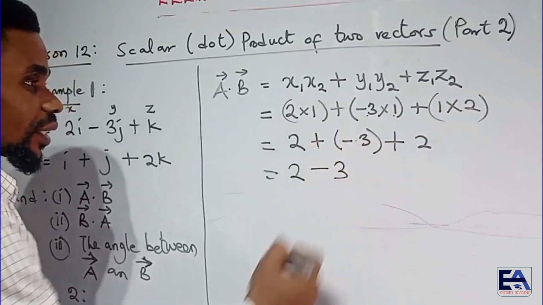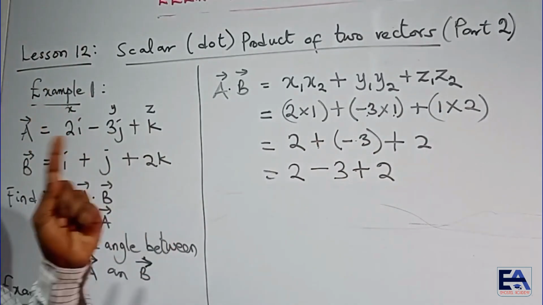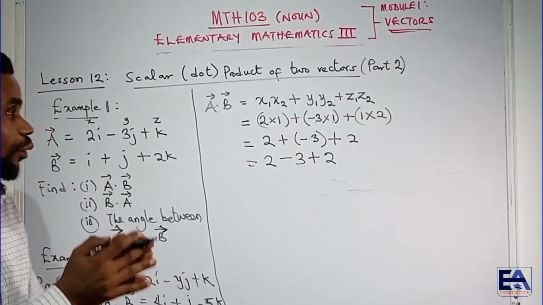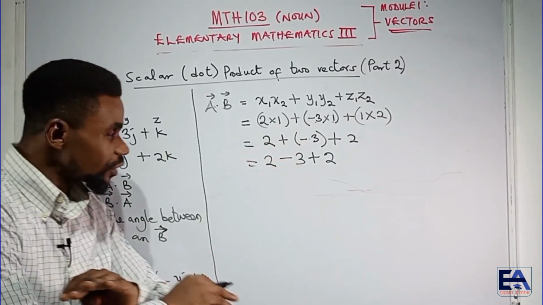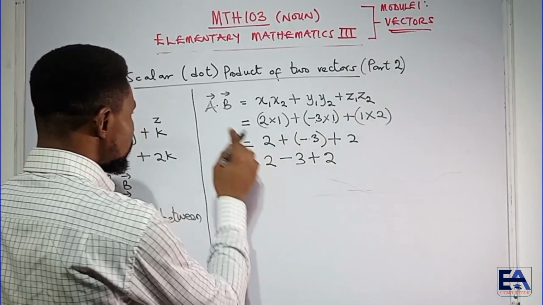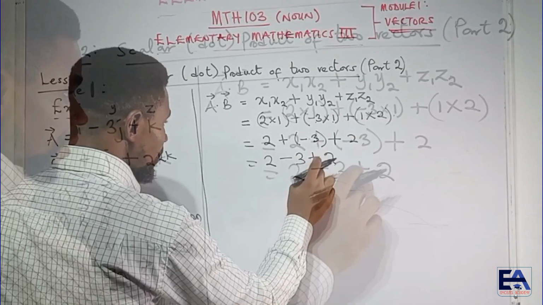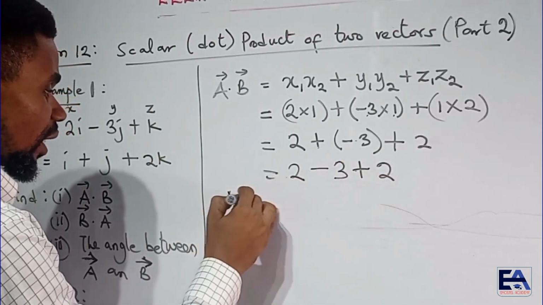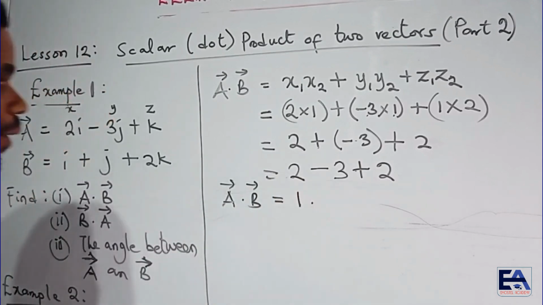Okay, then we open the bracket, 3 plus 2. You don't just jump into it, remember, just take notes. The same caution, I'm always extra careful with signs, because as little as the sign is, it can disrupt the answer. You won't be able to get the correct answer again. So we have this, A dot B is 2 minus 3 plus 2. Okay, so 2 plus 2 is 4, 4 minus 3 is 1. So we have A dot B, that is the dot product of vector A and B, is 1.